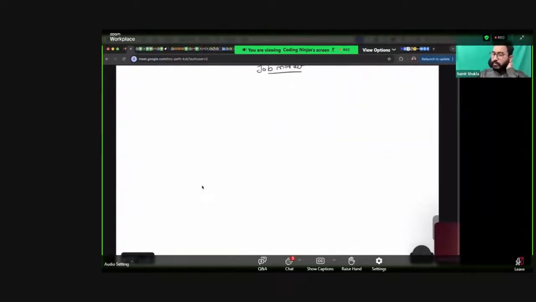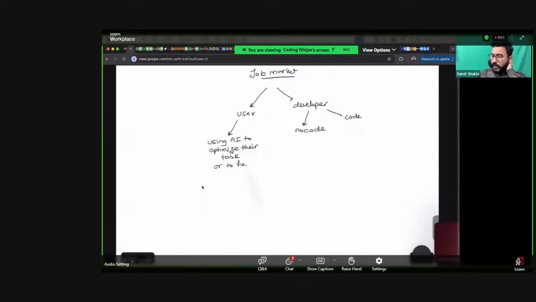Now, the entire job market is divided into two segments. One is the user, one is the developer. And developers are no-code developers and code developers. Now, what are the users? Users are those people who are using AI to optimize their task or to help themselves simplify a repetitive task.